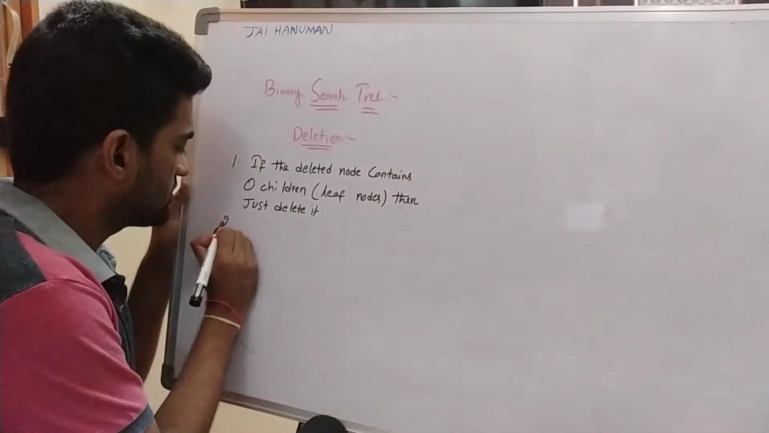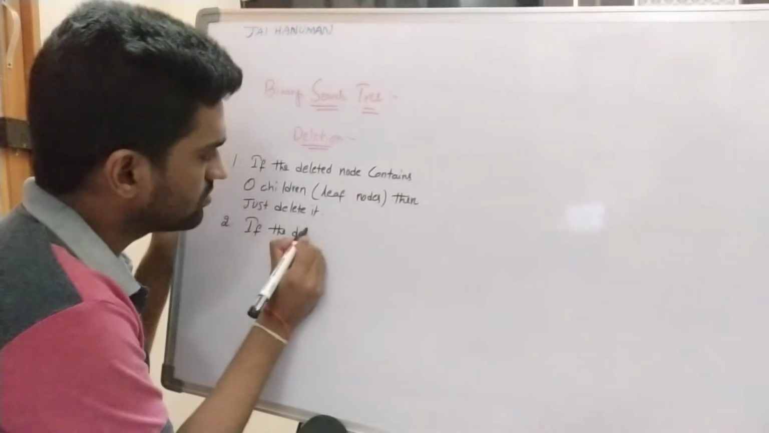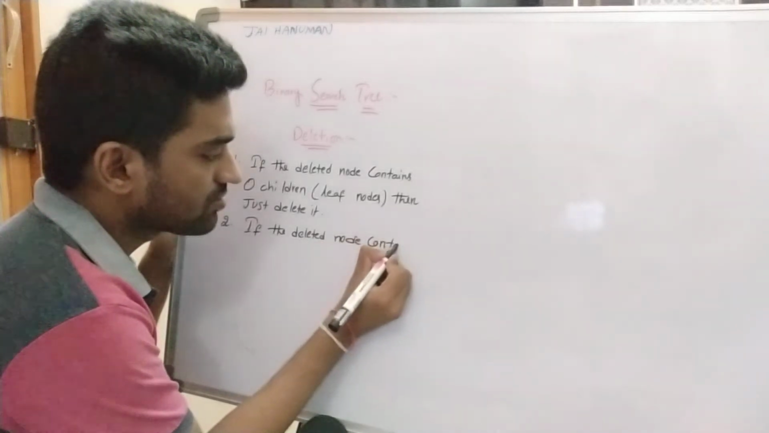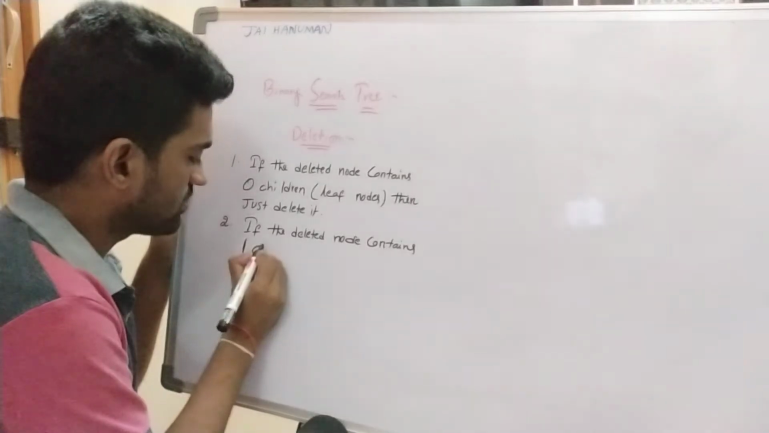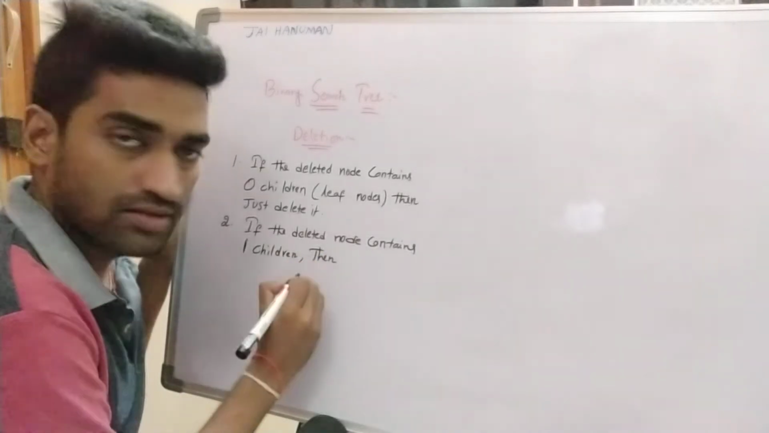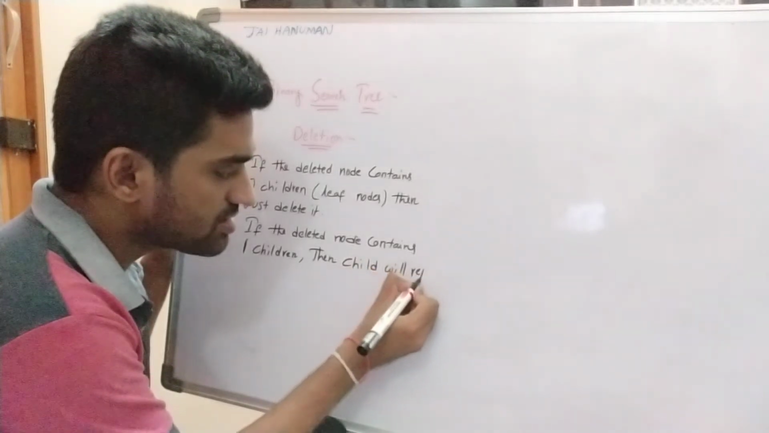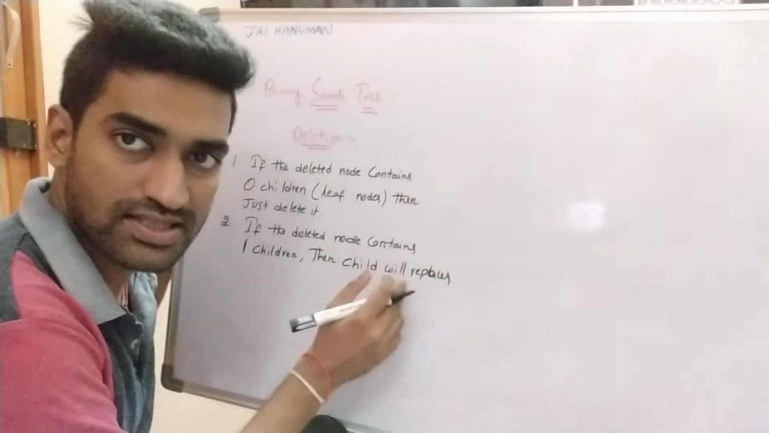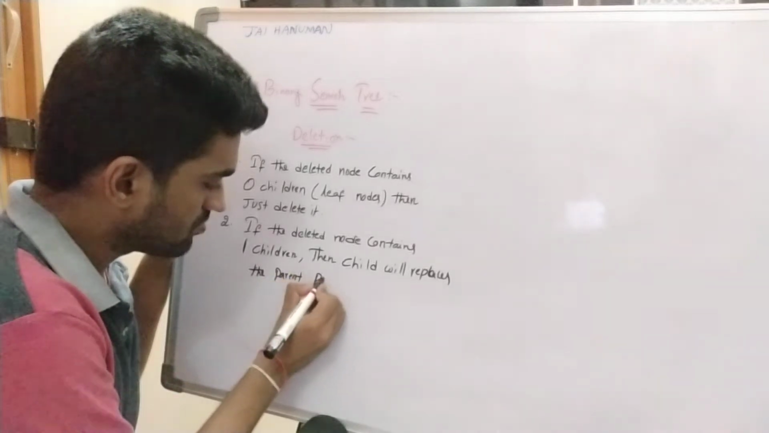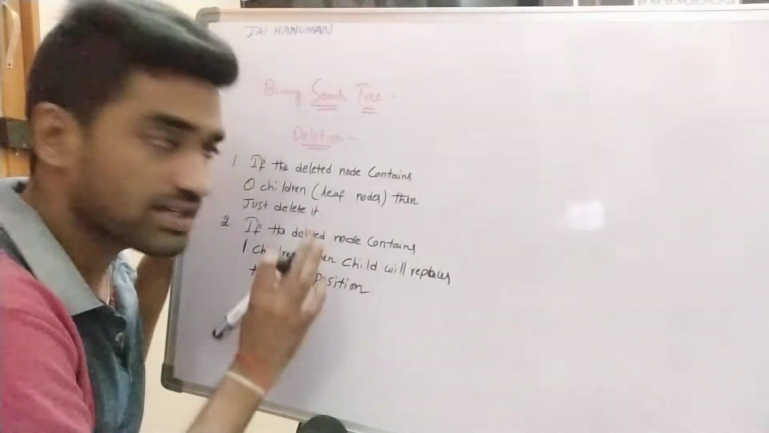So what is the second case? If the deleted node contains one child, then the child will replace the parent position. This is the second possible case.